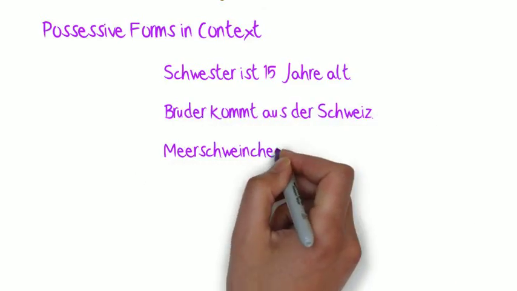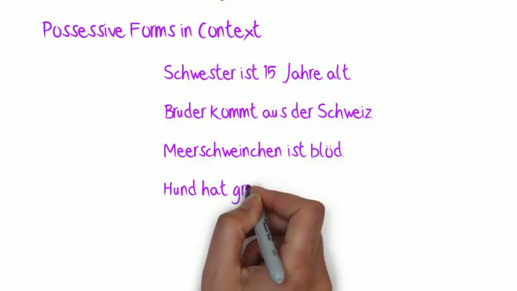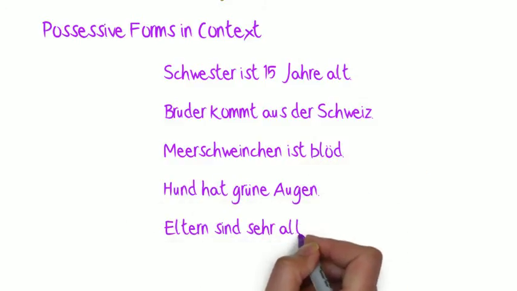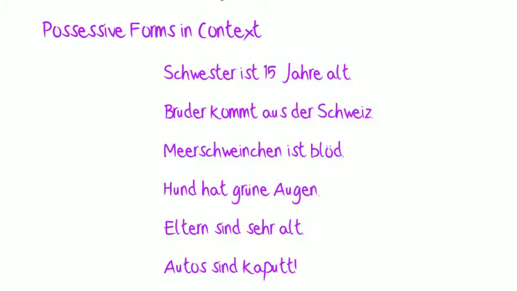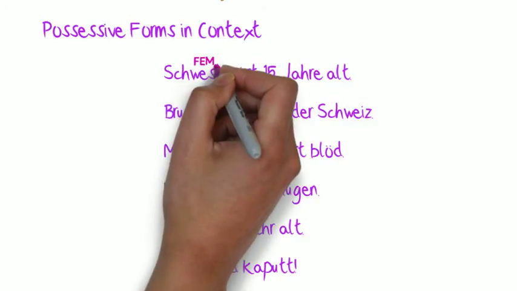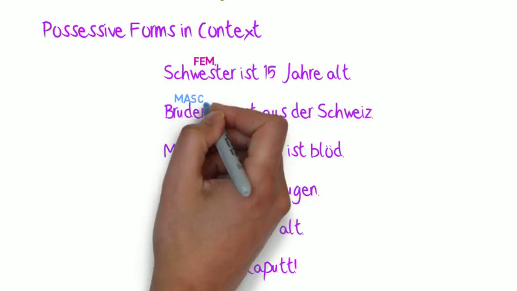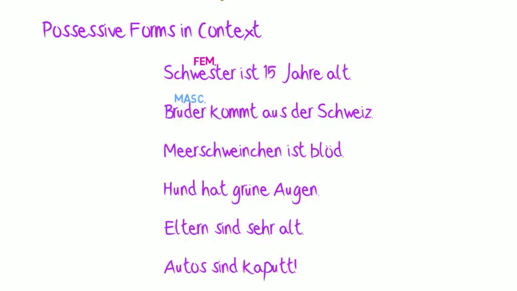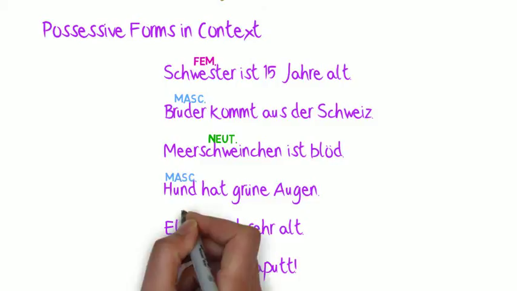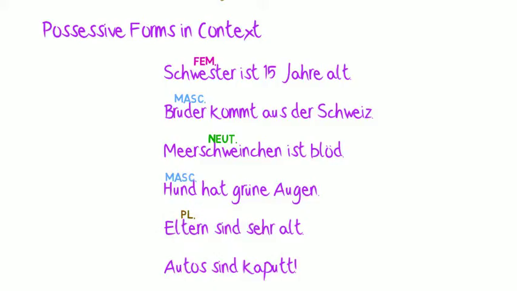Let's look at a couple examples in context. First of all, we'll get some sentences ready that have nouns of various genders in them. We'll leave out the possessive forms for a second. The first thing we have to do, before we can use a possessive form, is to be certain of the gender of the nouns we'll be using with them. Schwester is feminine, Bruder is masculine, Meerschweinchen is neuter, Hund is masculine, Eltern is plural, and Autos is also plural.